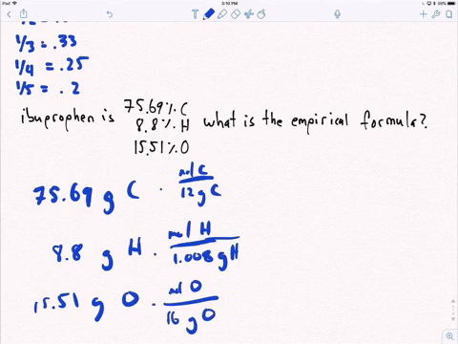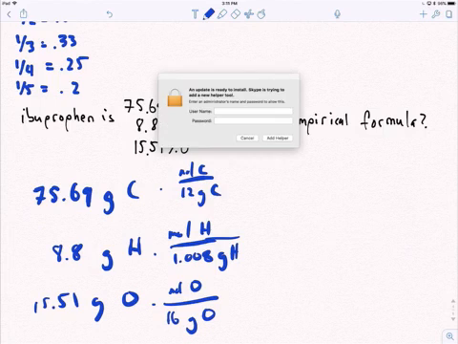So once you start working on it, is anybody stuck? Anybody lost? Raise your hand if you have no idea what the heck's going on.